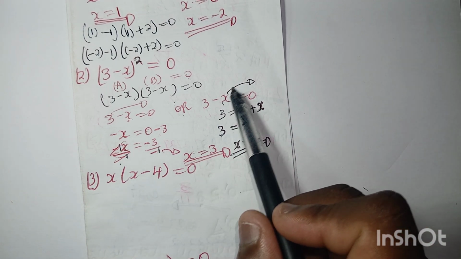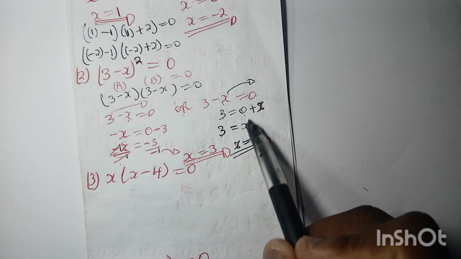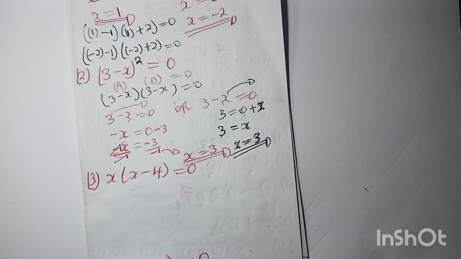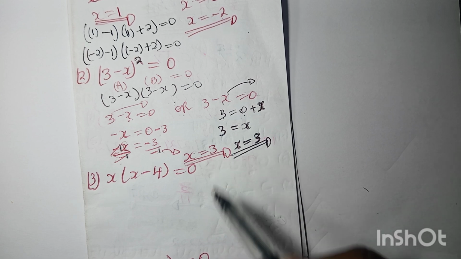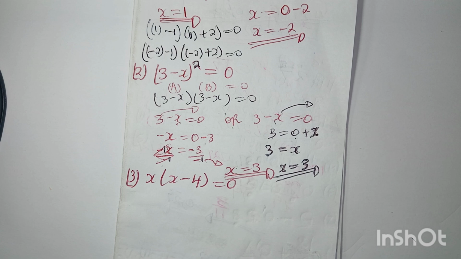Or you can take this thing on the other side, because you know here 0 is nothing, and you can make x to be alone. Do you notice, guys? So now x has been alone. Do you see? So I'll just leave my answers like that. Let me go to the next question, guys.